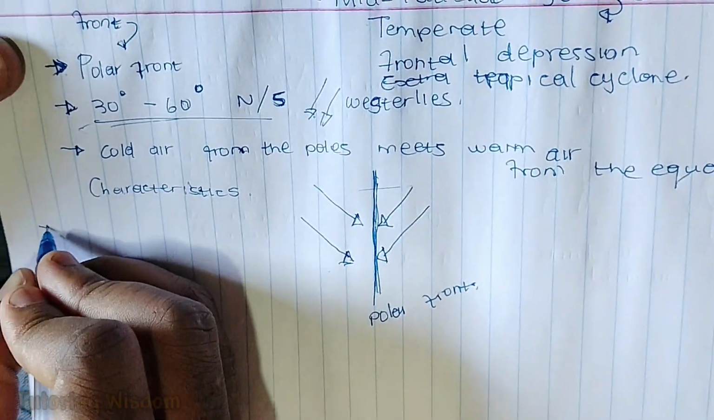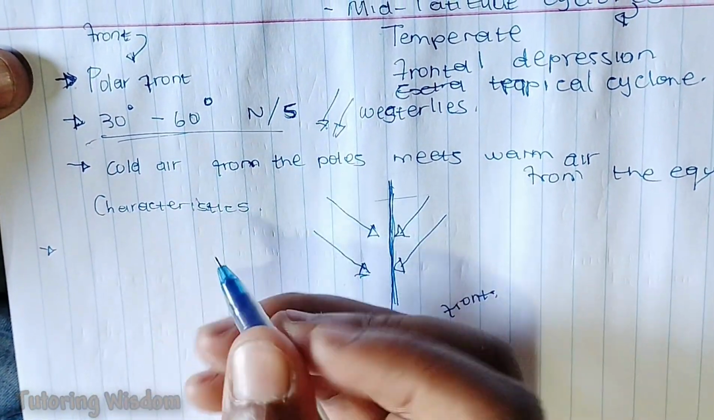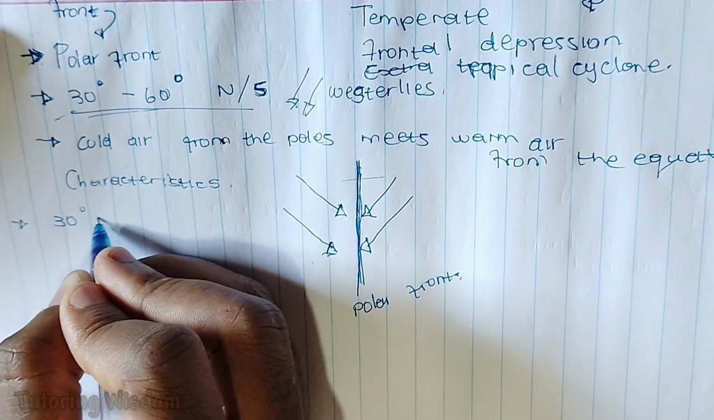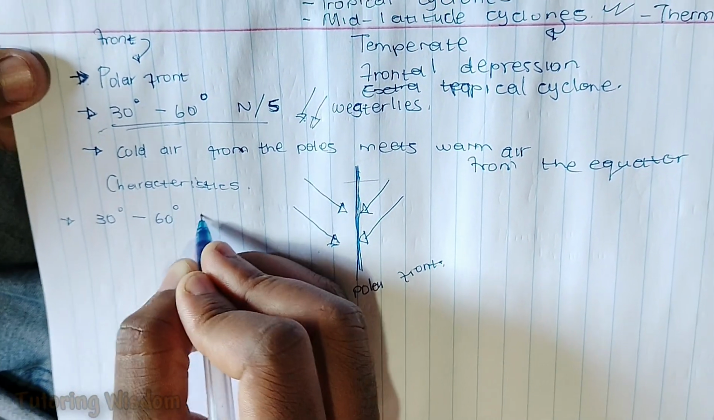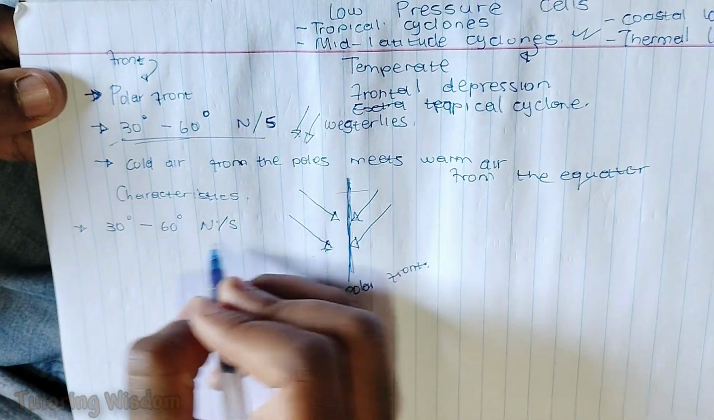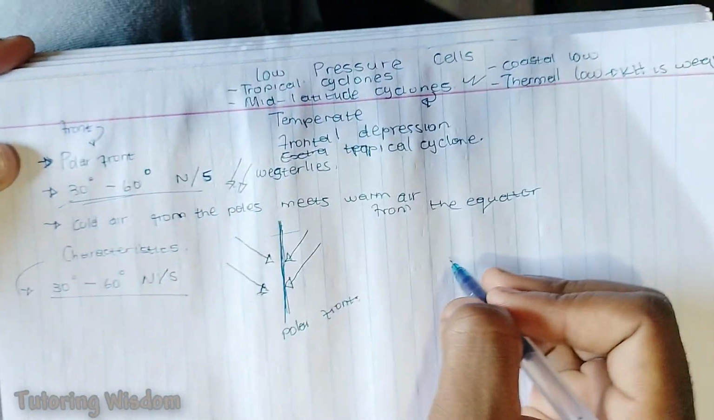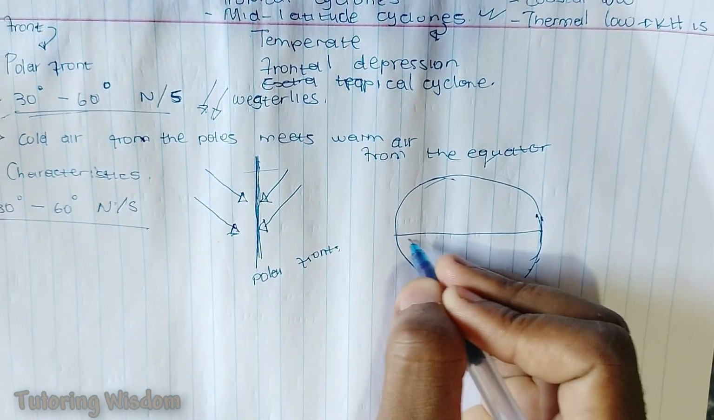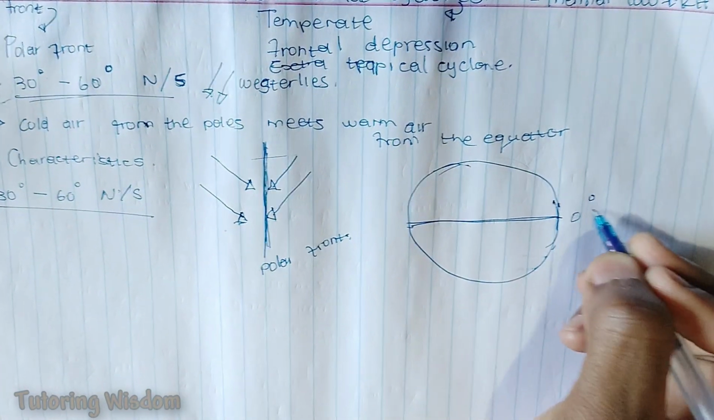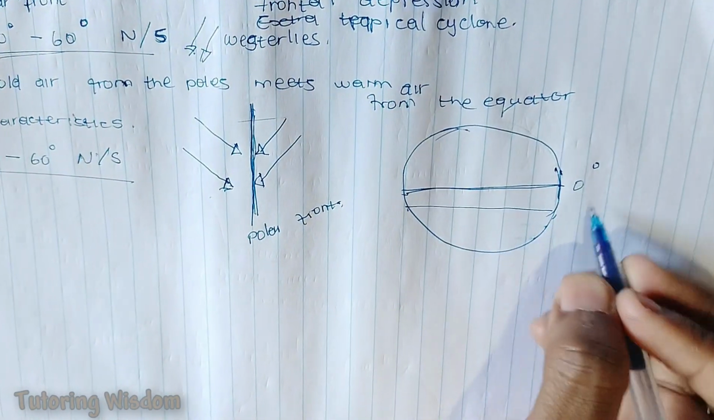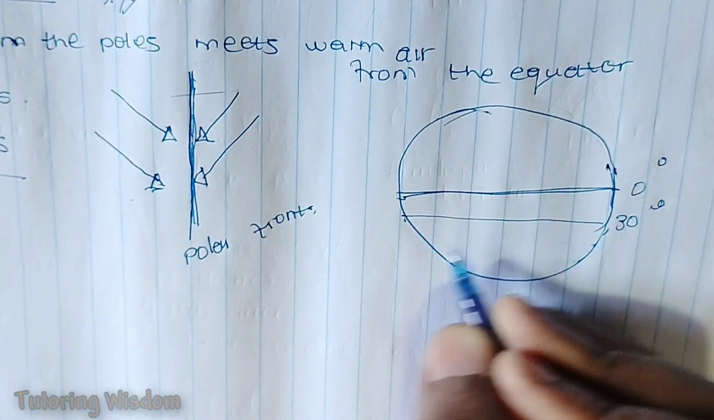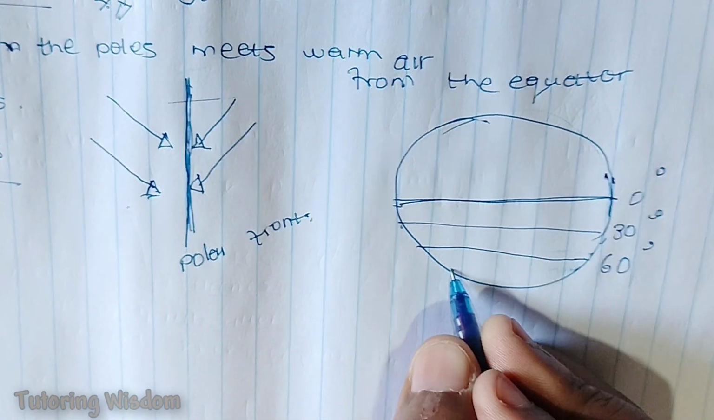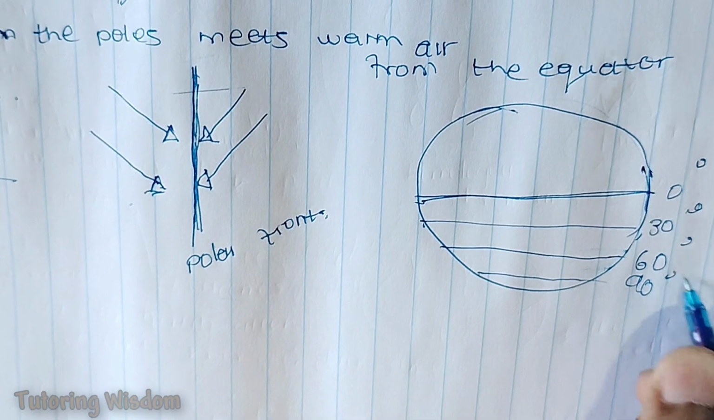The first characteristic is that mid-latitude cyclones only form between 30 degrees and 60 degrees north or south. That's the first one. This is how they will look on your world map. At the equator is 0 degrees, then we have your 30 degrees, then your 60 degrees, then your 90 degrees at the pole.